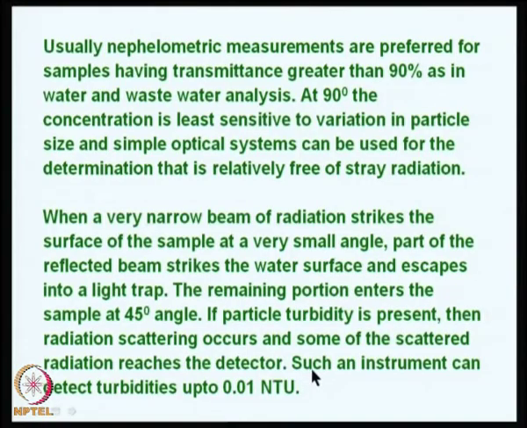Now, some of the scattered radiation can be made to reach the detector at 90° angles, and you can measure the absorbance, and such an instrument is known as a nephelometer. And nephelometers such as the one I described can detect turbidities up to 0.01 NTU, that is nephelometric turbidity units.